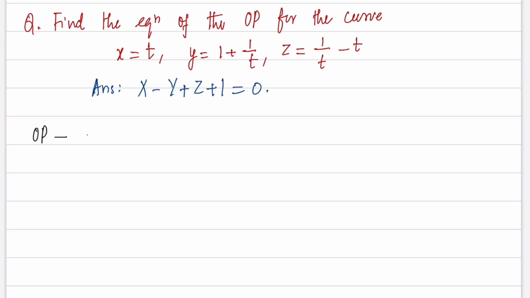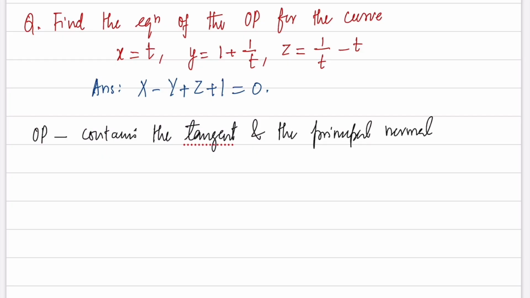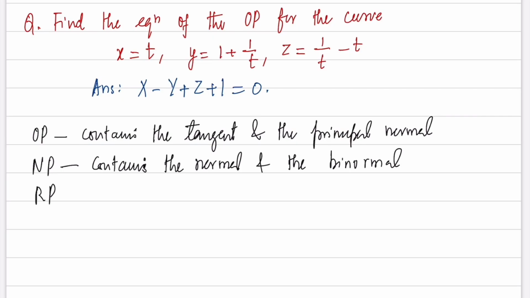Now let's mention some properties of these three fundamental planes that we have already. The osculating plane, we know that it contains the tangent and the principal normal. And this osculating plane can be defined as the best fit plane of the curve. Similarly, we can define the normal plane as it contains the normal and the binormal. Similarly, the rectifying plane contains the tangent and binormal.